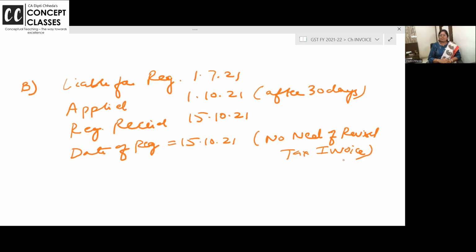So ma'am, some of you must be thinking, who would be honest enough to apply within 30 days? See, you are liable on 1st July, and if you are getting the certificate on 15th October, for these many months from July to October you are not able to issue the tax invoice, which means no one will be ready to buy from you.